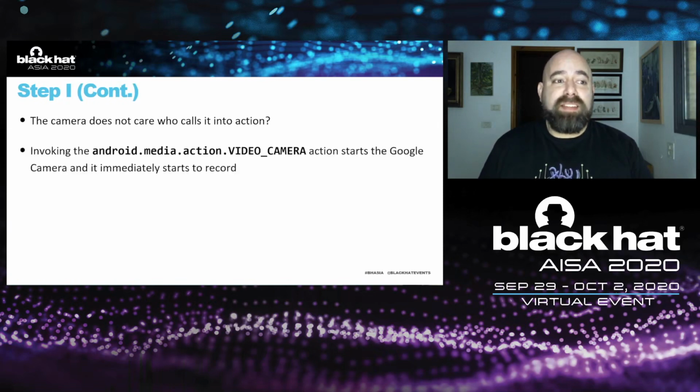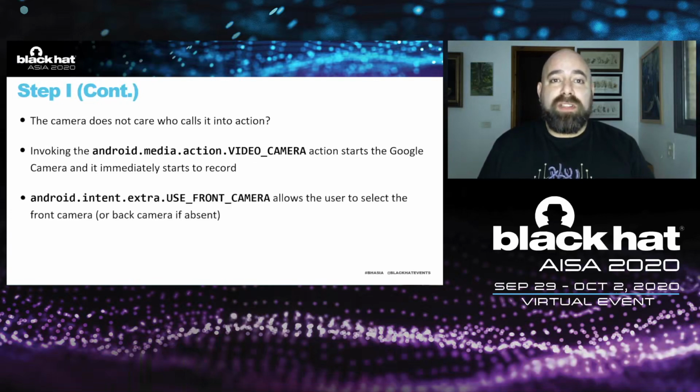The biggest example we saw of not looking for permission was the invocation of video camera. This action just started the Google camera and it immediately started to record. No question asked, no permissions needed. That was quite a surprise, a good surprise, because we were looking for that kind of thing. Also, we saw that we needed no permission to change between cameras. So we could select the front camera or back camera, no problems.